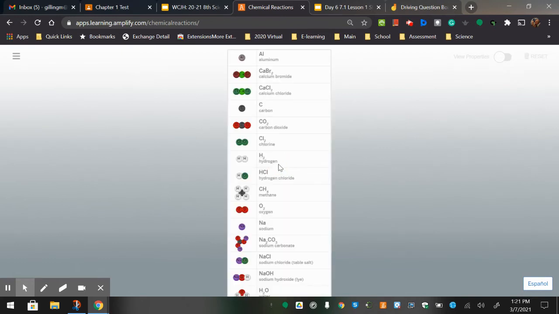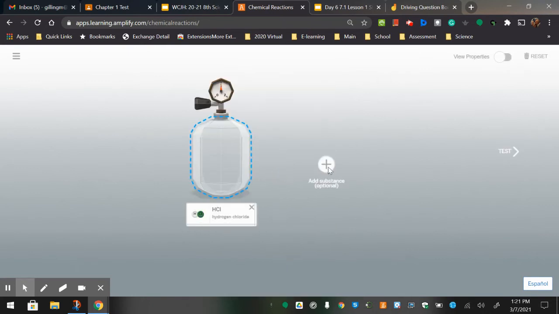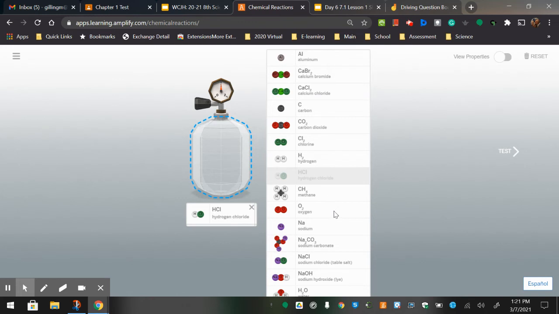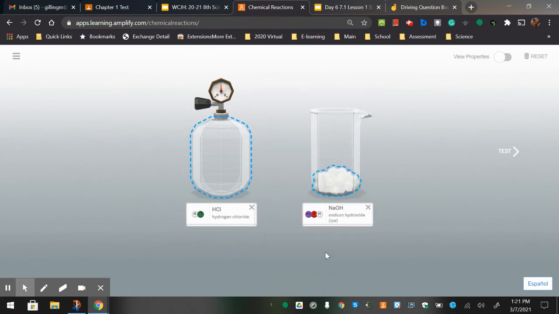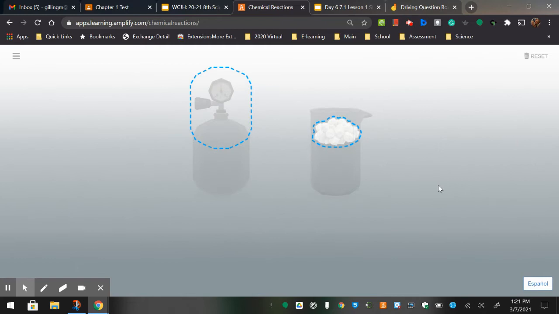For example, I've got on here hydrochloric acid, and then I've got sodium hydroxide. I did this in class. For most classes, it worked really well, and so you get to see this. Now it's not going to show you the macro. We saw the macro. If I put this in this, it heats up. It heats up and it fizzes. But let's see what it does in the molecular.